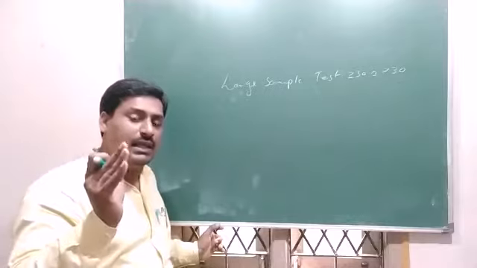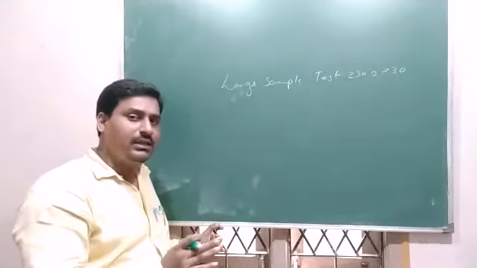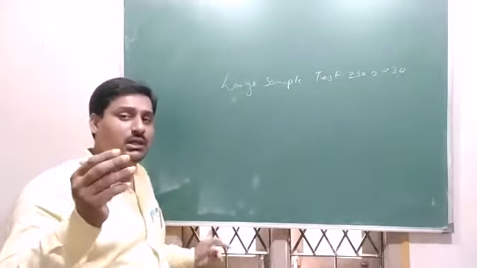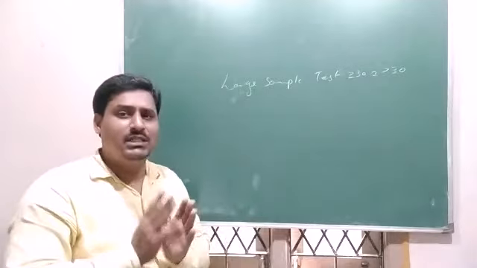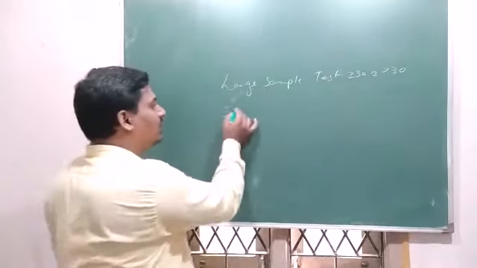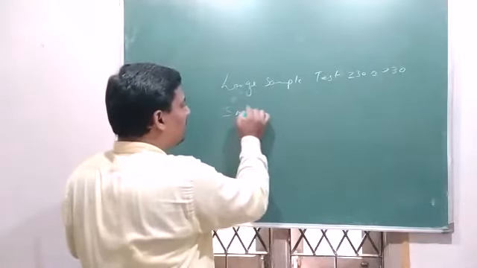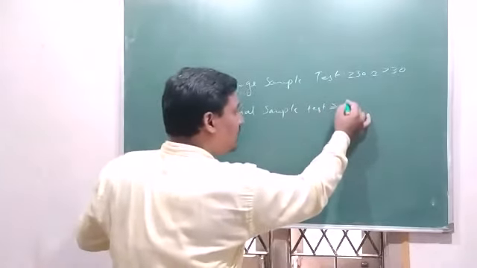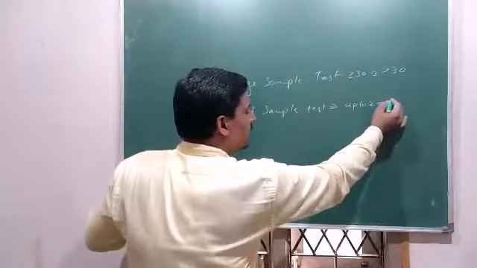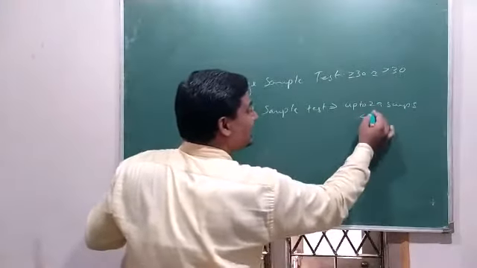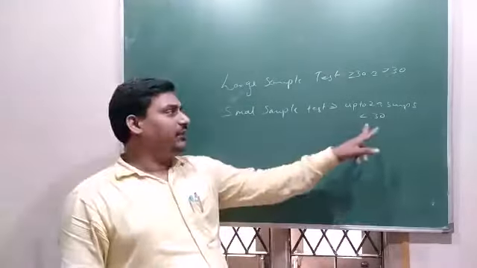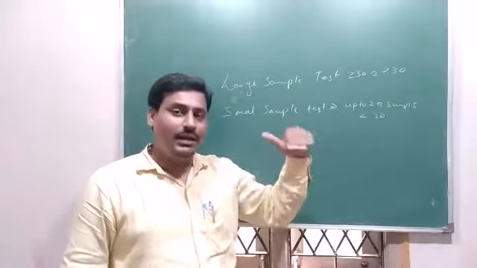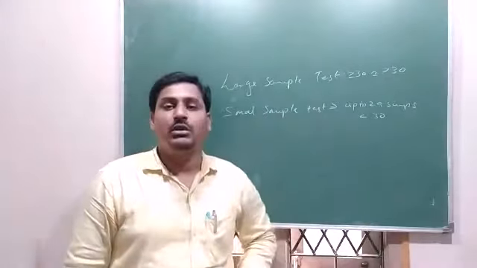And when the sample size comes down to less than 30, up to 29, we may take one sample, we may take two samples. So here the sample size is very small. Maximum sample size is 30. So we call it a small sample test, up to 29 samples or fewer. If it becomes 30 or more than 30, it is a large sample. If the sample size is 29 or less than 30, then it is a small sample test.